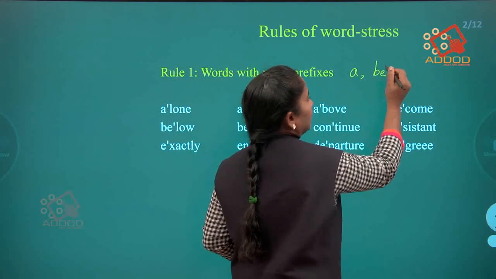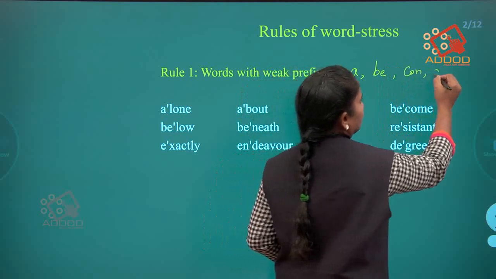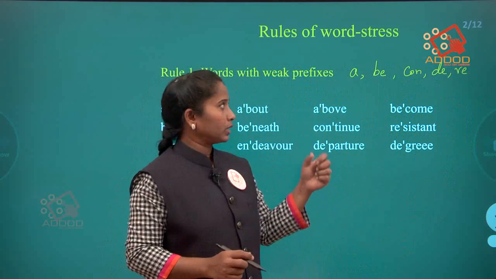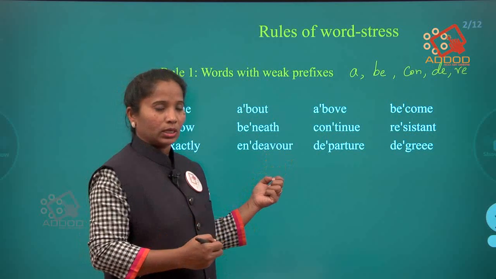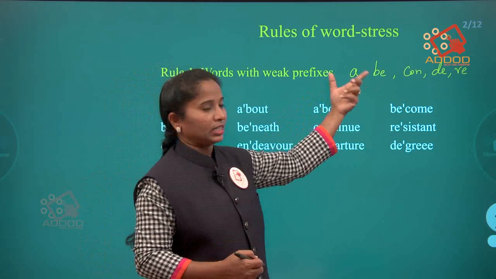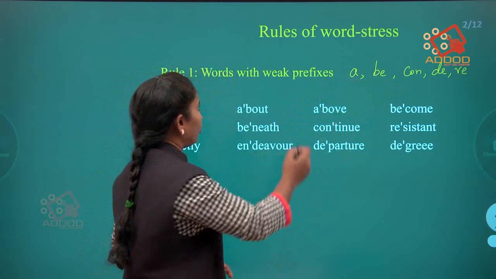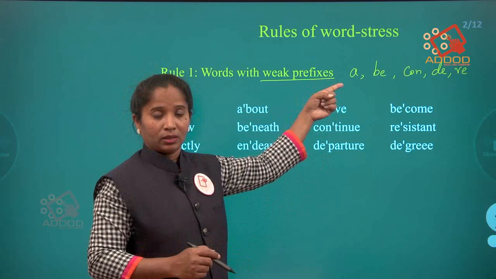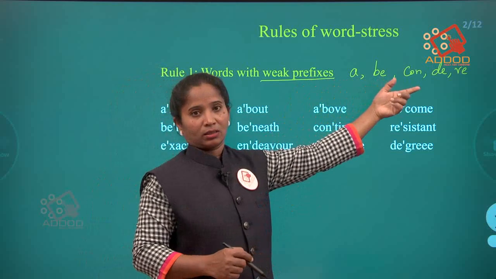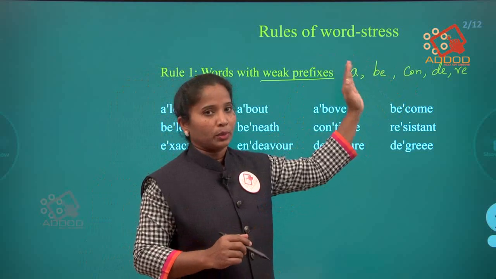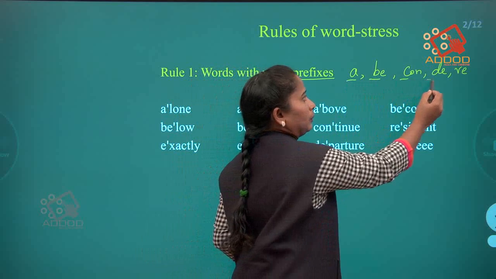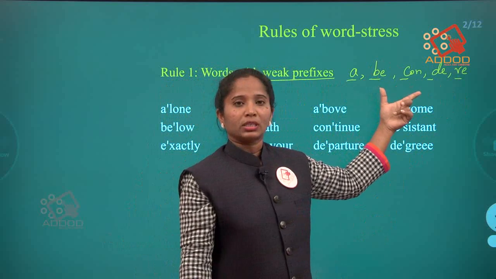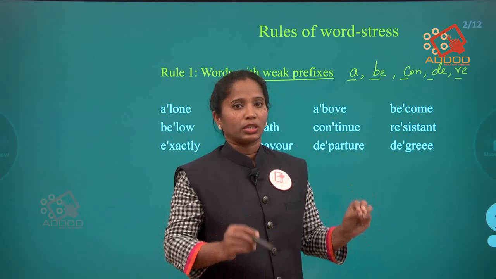A, B, con, D, and re. So you know what is prefix and suffix, isn't it? A prefix is the word part which is attached before the root word. Any prefixes like these five prefixes are called weak prefixes. And with weak prefixes, we are not supposed to stress on them because they are already weak, okay? So any word starting with these prefixes, we should not stress on them. So remember this. It starts from A, B, C, D, and then R, okay? So this is how we can remember easily. These prefixes are weak prefixes and we are not supposed to put stress on them, okay?